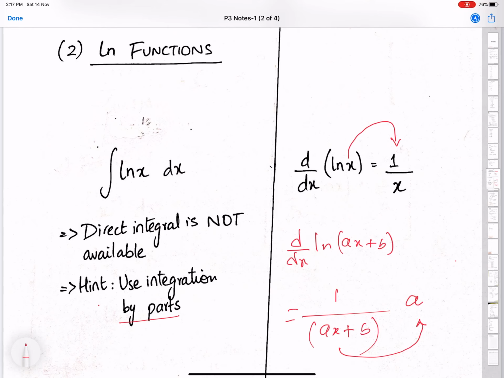Now to integrate ln x, we use integration by parts, because the direct integral of ln x is not available. So we cannot integrate ln x directly. To integrate ln, we use integration by parts, and I will discuss this method in my next lecture. So I'm leaving the integration of ln x in this lecture.